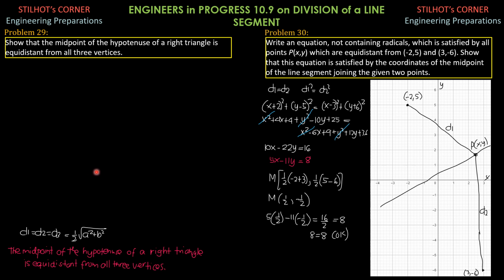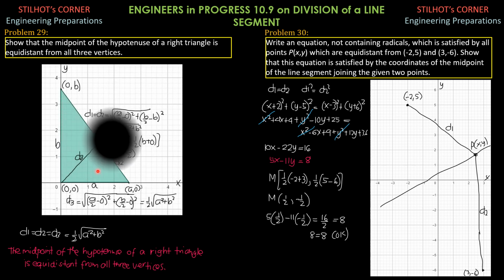and we will call the sides as the base as A and the altitude as B, so that the coordinates of the right angle vertex would be at the origin 0, 0. This is at A, comma 0, and this point is at 0, comma B.